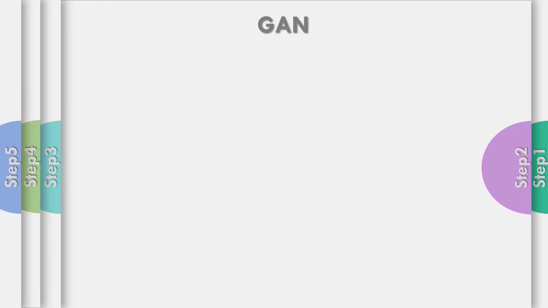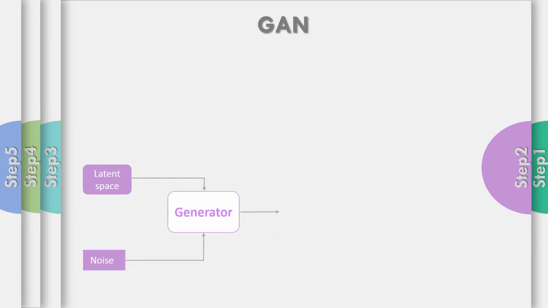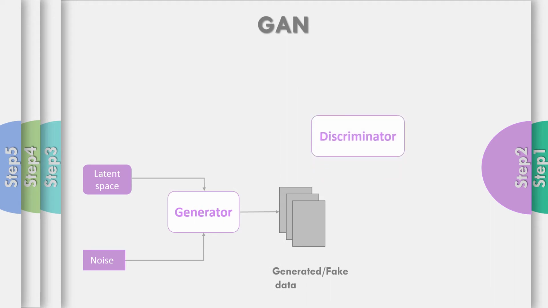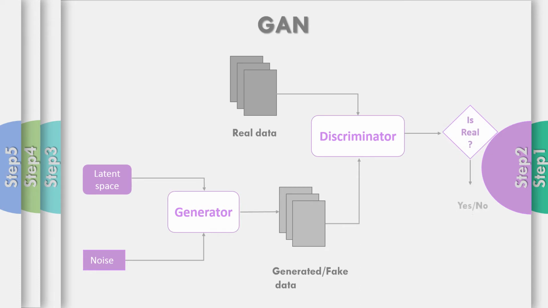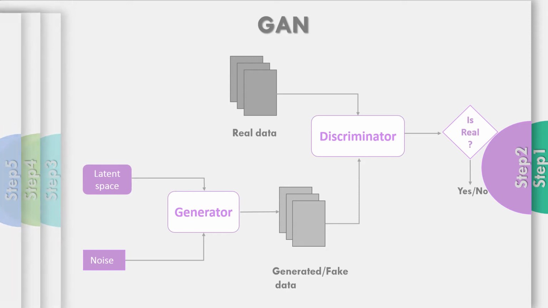As we said, it consists of two neural networks, the generator, which has two inputs, the latent space, which contains features related to real data, and an n-dimensional noise vector. Then the generator generates fake data, and the discriminator, which also has two inputs, the real data and the generated data, tries to differentiate between them. Then it sends its feedback to the generator to tune its parameters to generate new fake data that is closer to the real data.